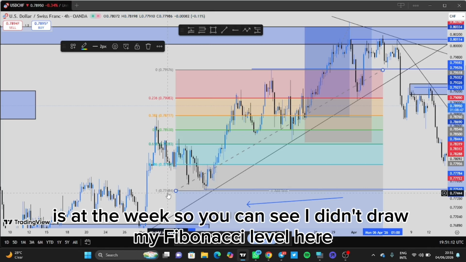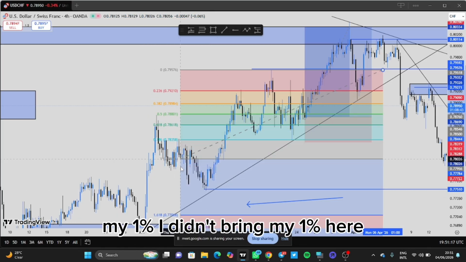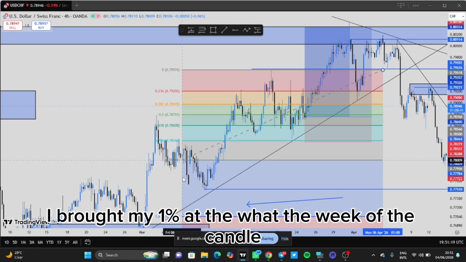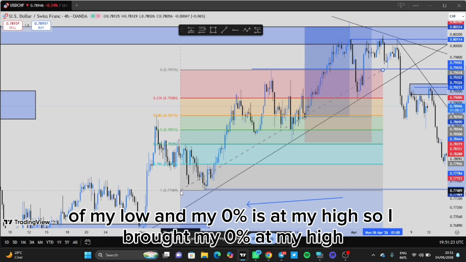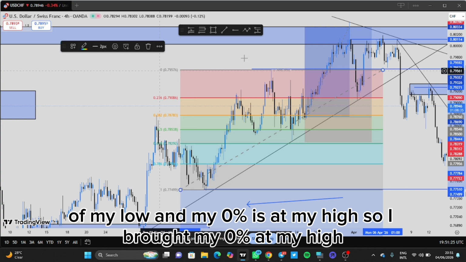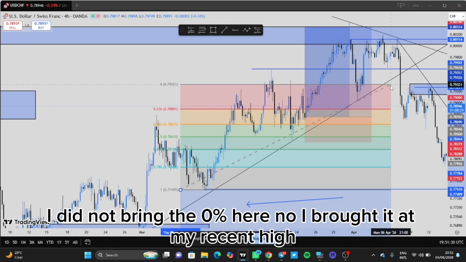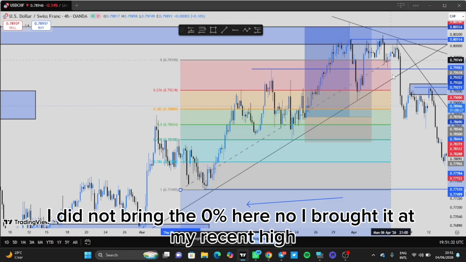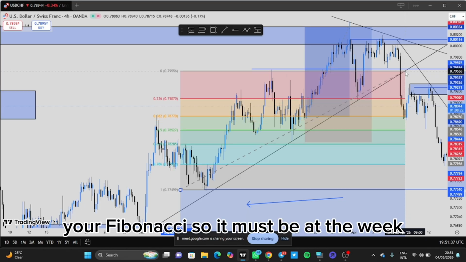So you can see, I didn't draw my Fibonacci level here, my 1%. I didn't bring my 1% here. I brought my 1% at the what? The wick of the candle of my low, and my 0% is at my high. So I brought my 0% at my high. I did not bring the 0% here. No, I brought it at my recent high. So the recent high is where you should put your Fibonacci.